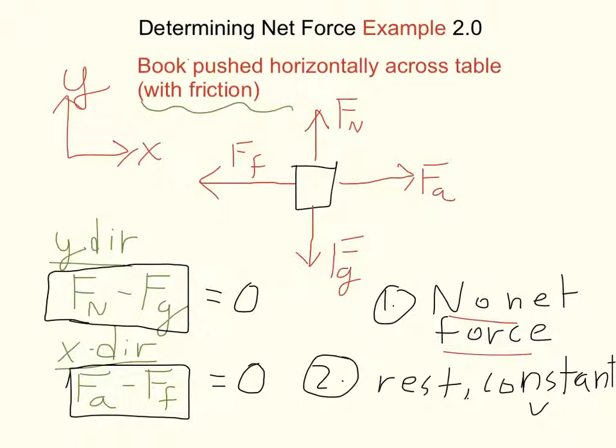So if we were told that the book is at rest or that it is moving at a constant velocity, in this case, since we're saying the book is being pushed horizontally across the table, it's implied that it is moving. If we said it was moving at a constant velocity, we would be able to automatically say that the normal force minus the gravitational force would have to be equal to 0, and also that the applied force minus the frictional force the book experiences must also be equal to 0. This is a specific instance called equilibrium, where you have no net force, therefore the object is at rest or moving at a constant velocity. And we will deal further with equilibrium in class.